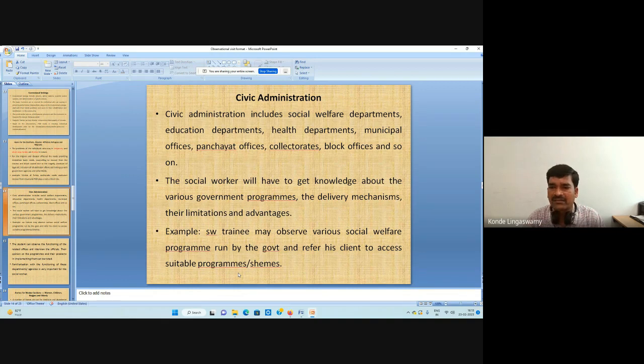Which type of programs is the Malawi government offering? Which type of programs is the Uganda government offering? As a social work trainee, as a social work student, you may observe various social welfare programs run by your government and refer. Once you understand the programs, then you can suggest suitable programs to your clients and the people you know.